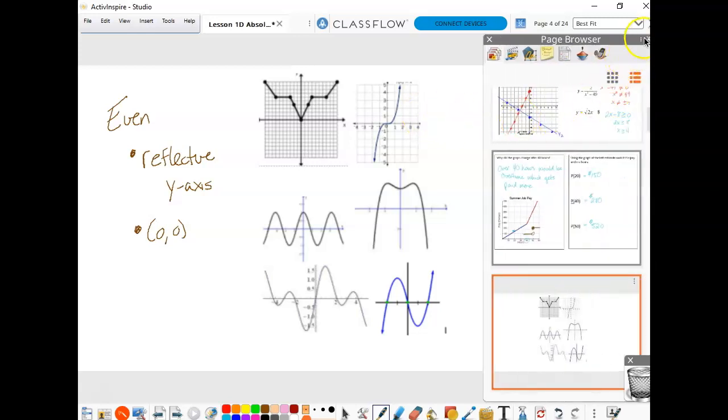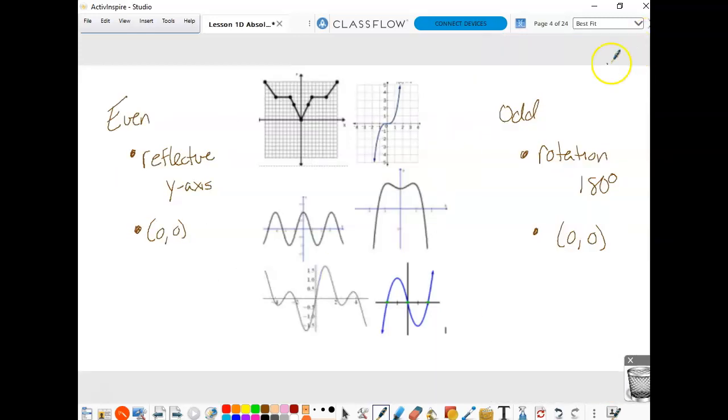So looking at this very first graph, I see reflection symmetry over the y-axis. Looks the same on both sides. And it does go through the point 0, 0. So I'm going to call this graph even. This graph right here, it looks like if I turn the graph completely upside down, it will look exactly the same as when I started. So it has rotation symmetry of 180 and it goes through the point 0, 0. So this one is odd.